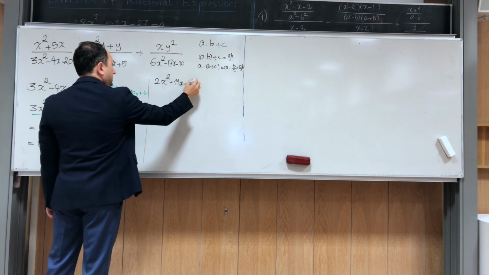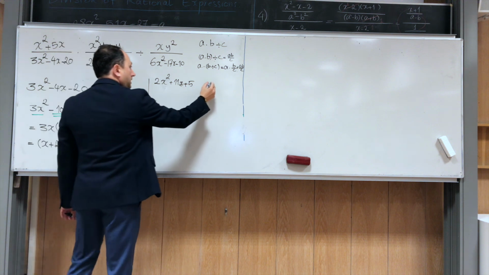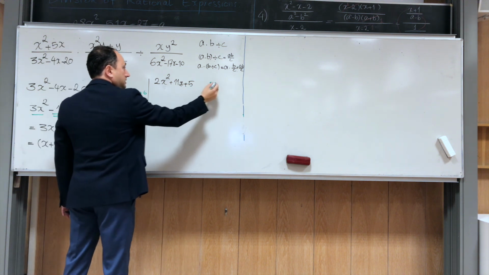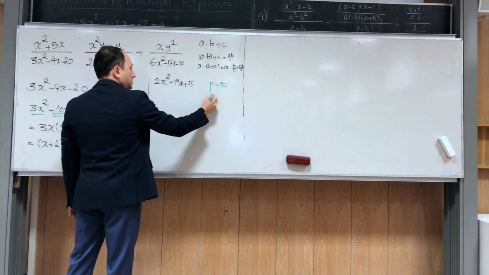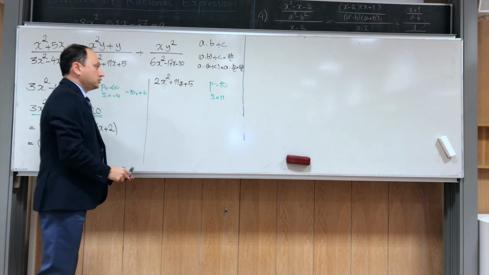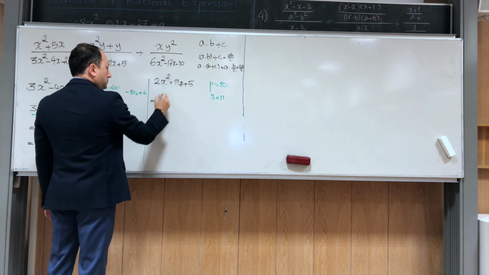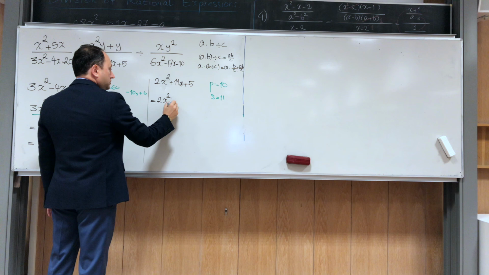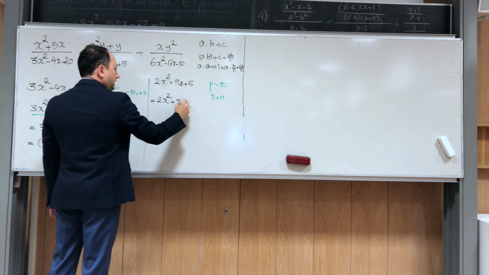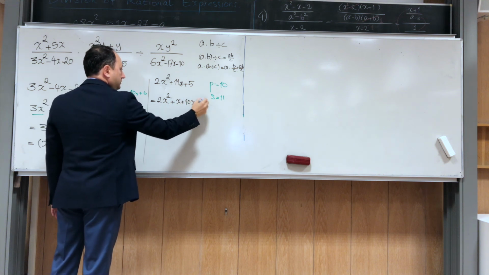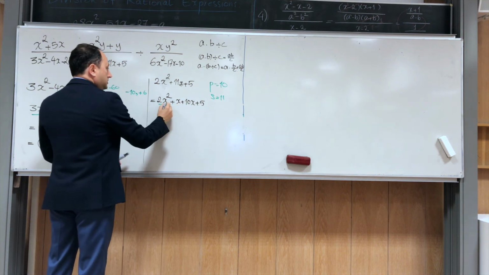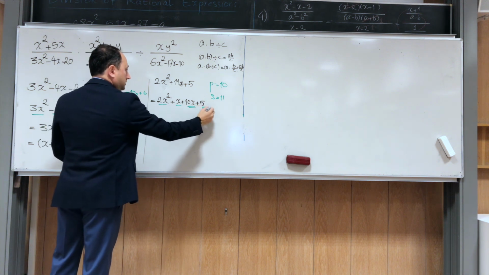plus 5. Again, the same story. I ask myself, the product is 10. The sum is going to be 11. What are those numbers? 10 and 1. As simple as that. So it means that I break the middle one into x and 10x. And then, of course, I have a 5. Then I take these two together and these two together.